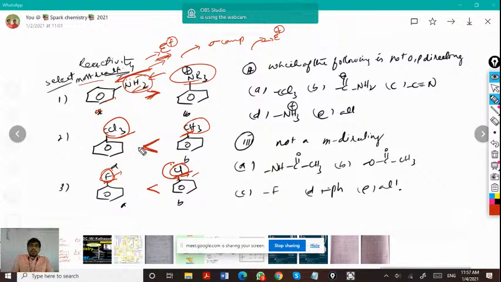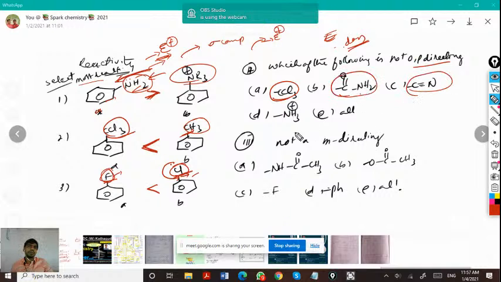Next, which of the following is not ortho-para directing? What kind of groups are ortho-para directing? Electron donating groups are ortho-para directing. So this is a withdrawing group, and this is a strong withdrawing group, and this is also a strong withdrawing group, and this is also a strong withdrawing group. All withdrawing groups will direct the incoming group to the meta position, so it's not ortho-para.